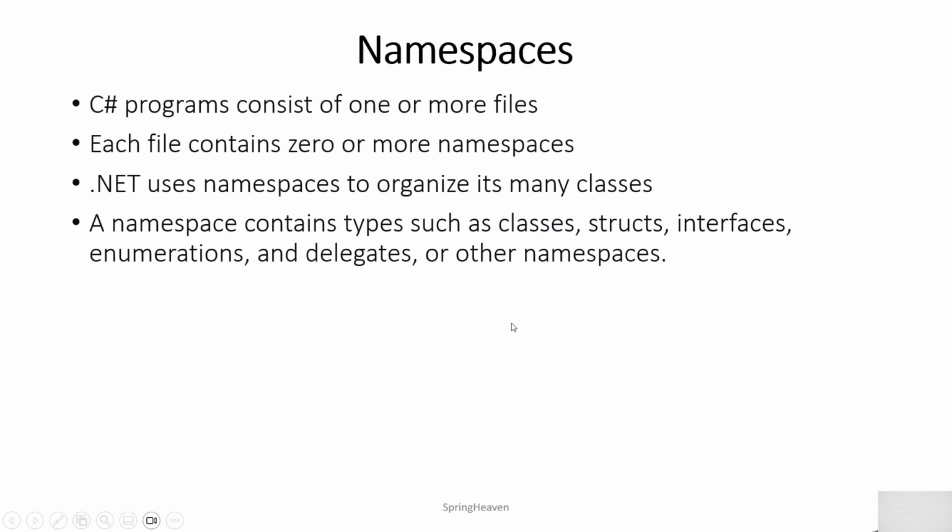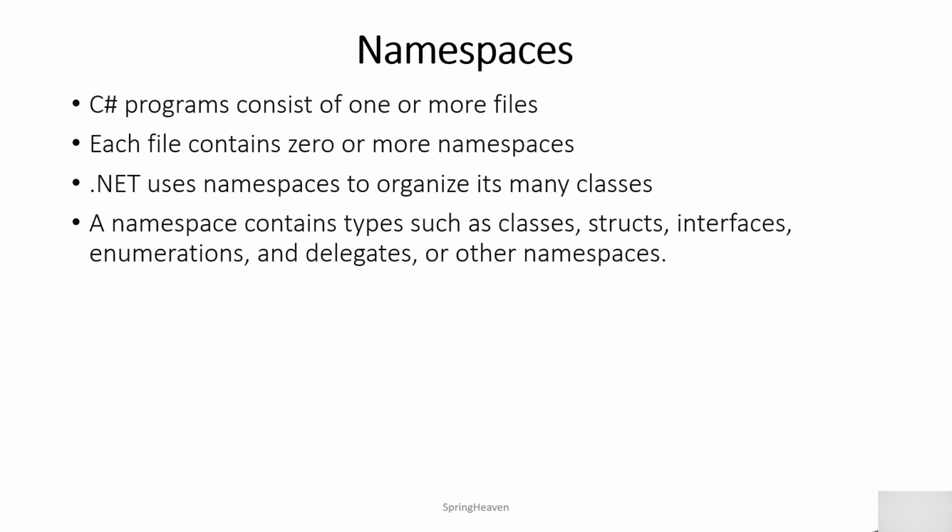In C Sharp, programs consist of one or more files. Each file contains zero or more namespaces as per the requirement of that particular file. DotNet uses namespaces to organize many of its classes. A class may need a namespace or may not, depending on the circumstances. We will look deep into namespaces in our upcoming classes.